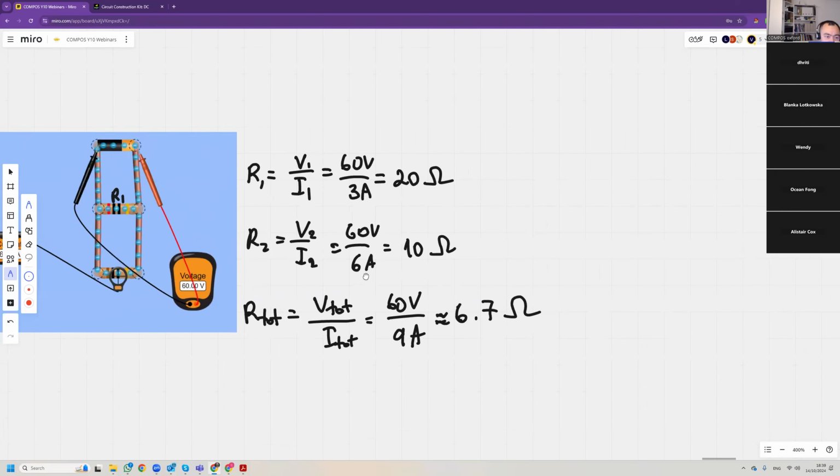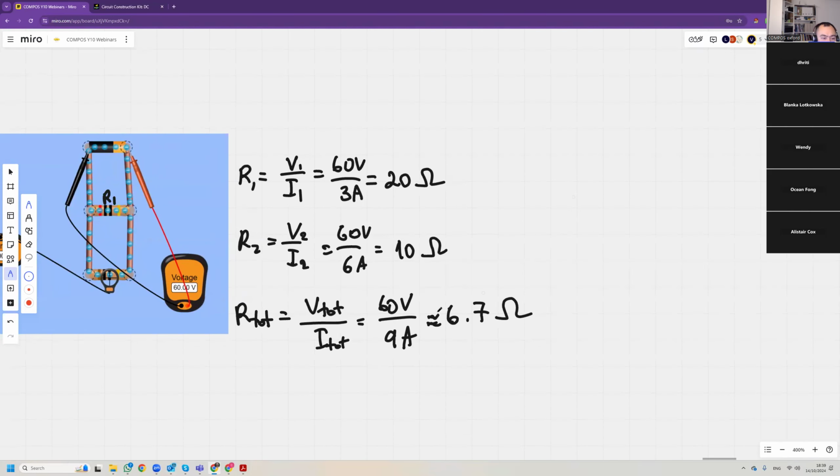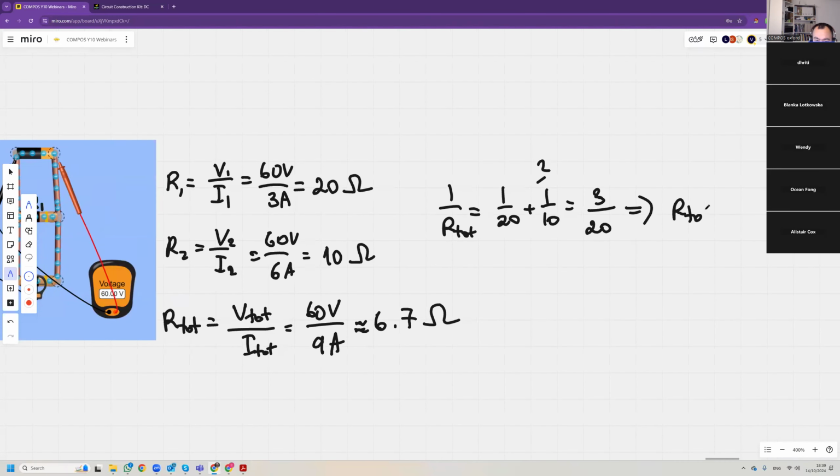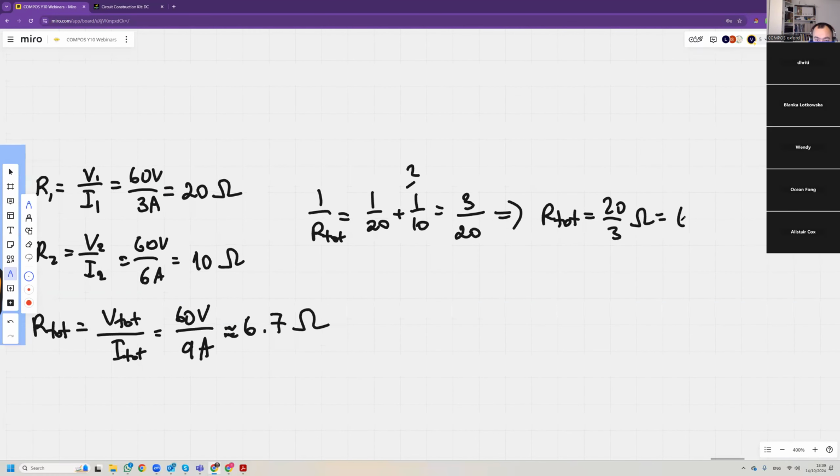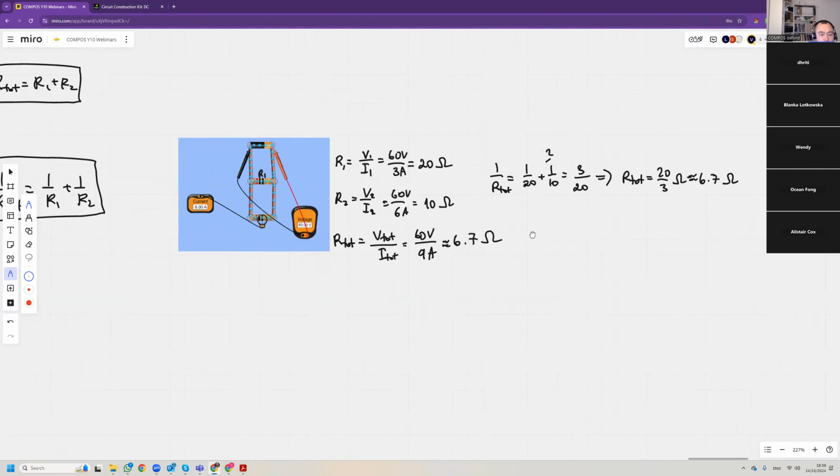Let's check if that actually works. 1 over 20 plus 1 over 10. There, you multiply this by 2, that's 3 over 20. And that's 1 over R total. Then from here, R total is 20 over 3 ohms, which is 6.7 ohms. Ta-da, it works.